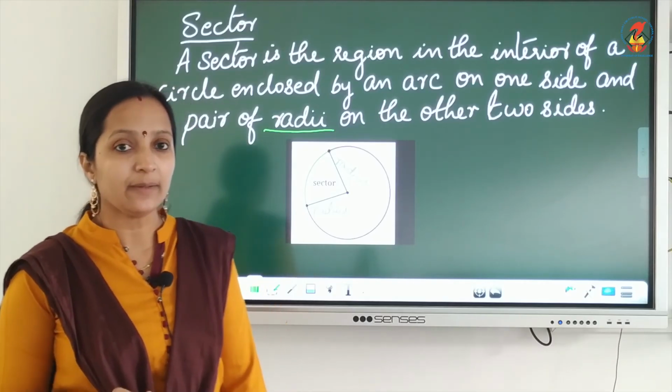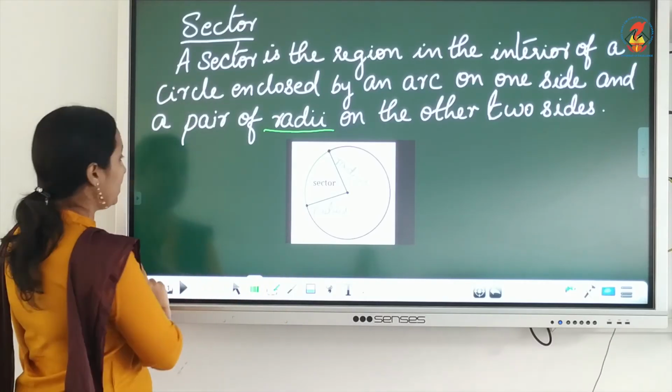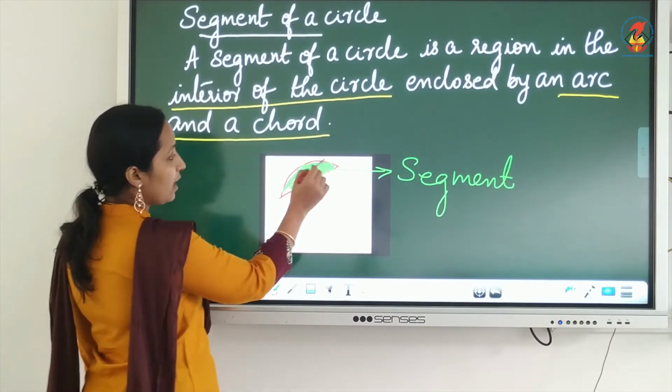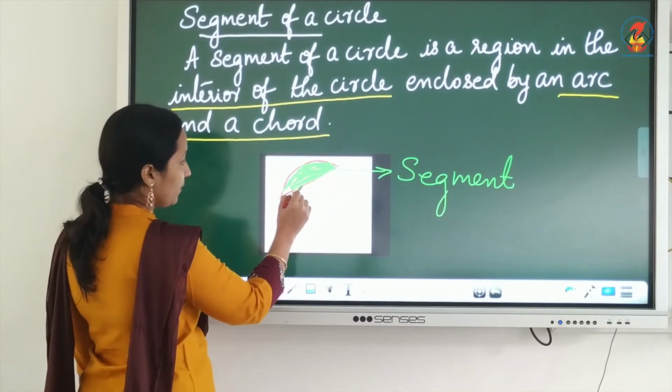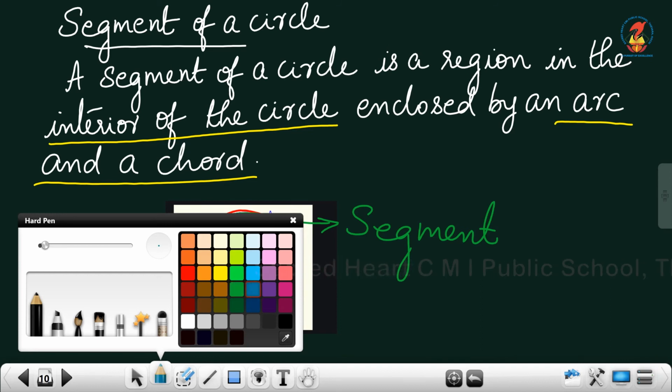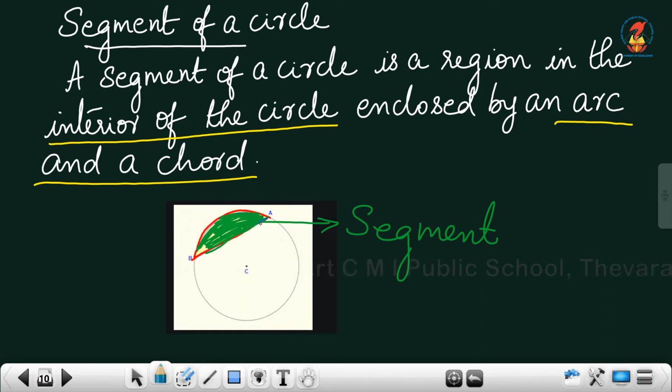I hope it's clear. Segment means what? What do you mean by segment? One side arc and one side is chord, okay? One side arc and one side is chord. This interior portion is known as segment.